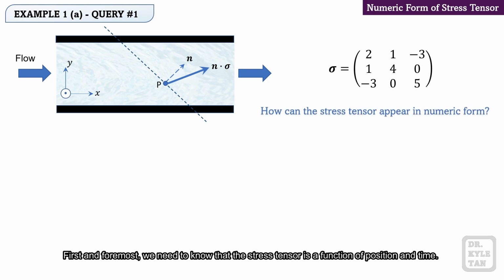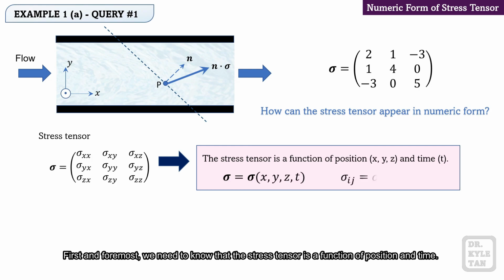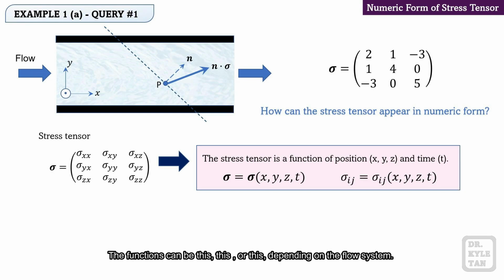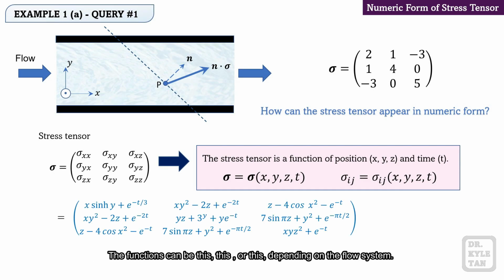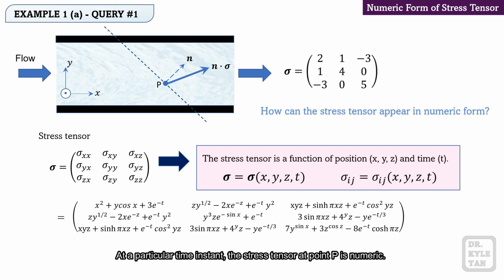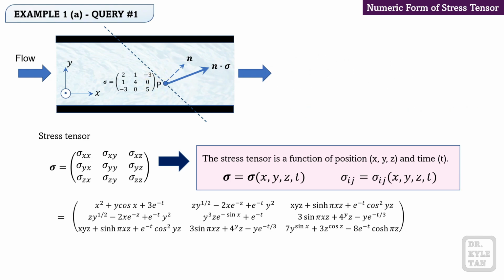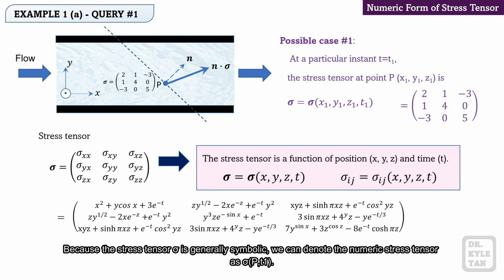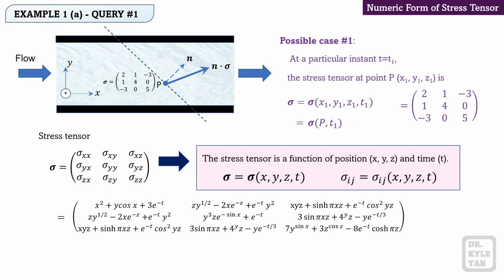First and foremost, we need to know that the stress tensor is a function of position and time, meaning each component of the stress tensor matrix is a function of position and time. The functions can be this, or this, depending on the flow system. At a particular time instant, the stress tensor at point P is numeric. Because the stress tensor sigma is generally symbolic, we can denote the numeric stress tensor as sigma Pt1.